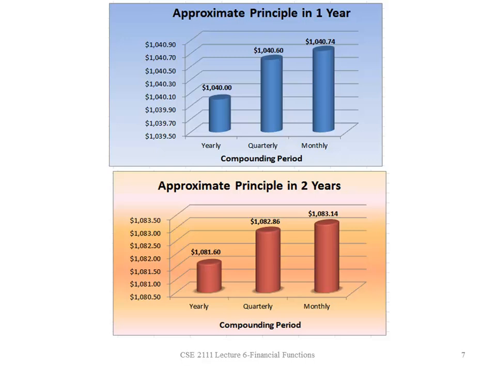Look down at the 2-year amount. If we put $1,000 into that savings account, after 2 years, if we compound it yearly, we will have $1,081.60. If we compound it quarterly, we'll have $1,082.86. If we compound it monthly, we'll have $1,083.14.